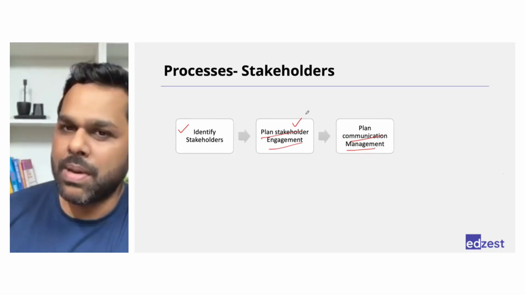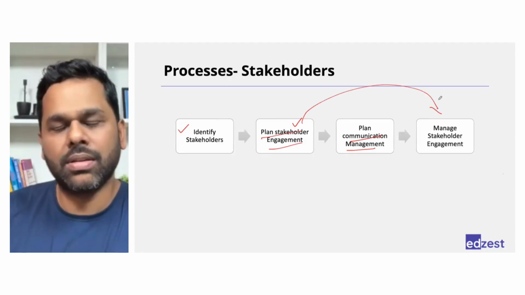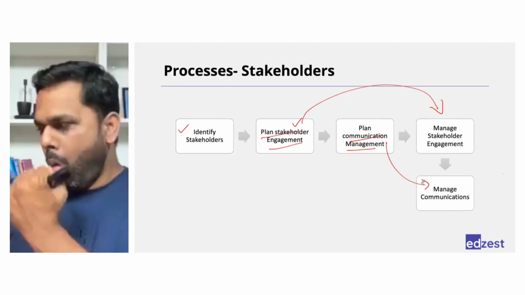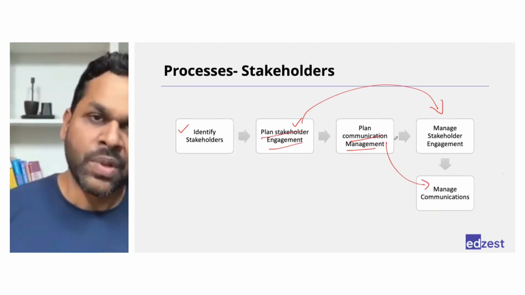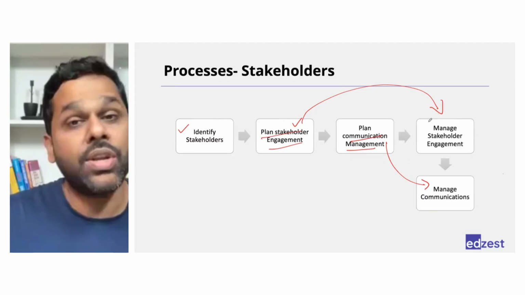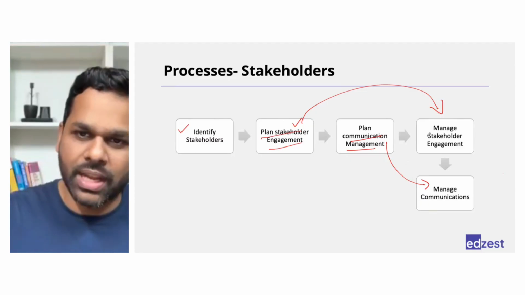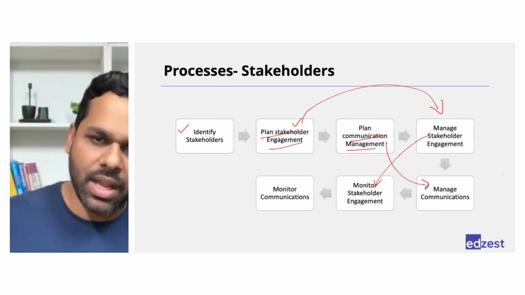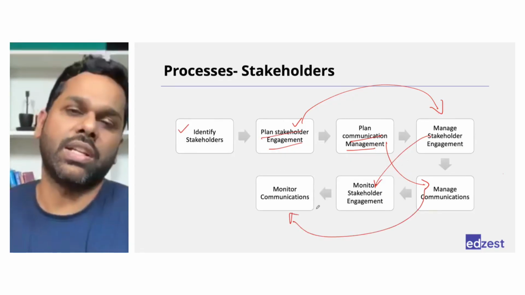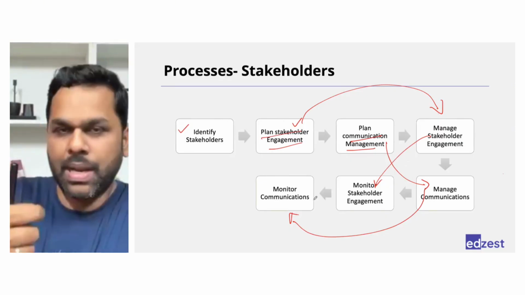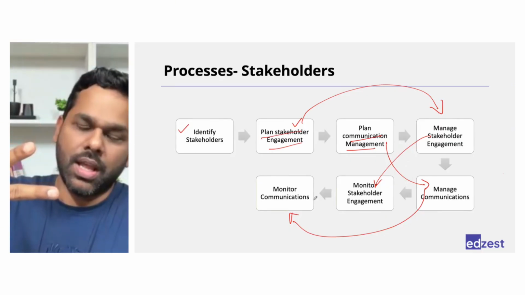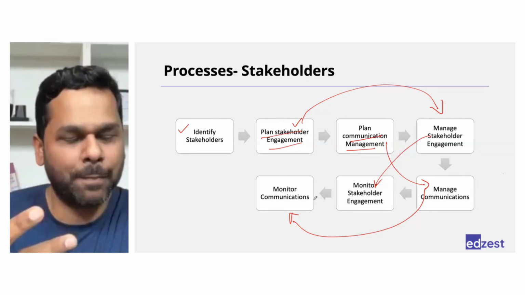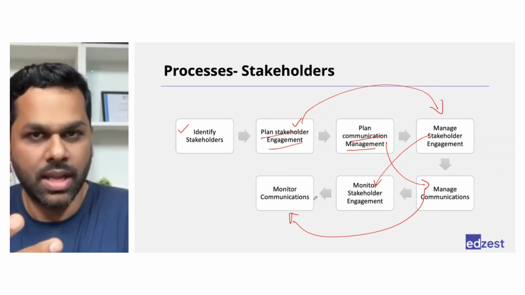Whatever we plan, we need to implement. So after planning engagement, we manage the stakeholder engagement. After planning communication, we manage the communication. Whatever you plan, you implement and you also check. After managing stakeholder engagement, you monitor whether the engagement is proper or not. After managing communication, you monitor whether the communication is proper or not. So plan, implement, check is the golden rule of project management, especially in processes.